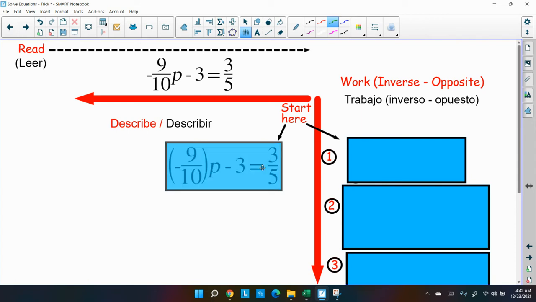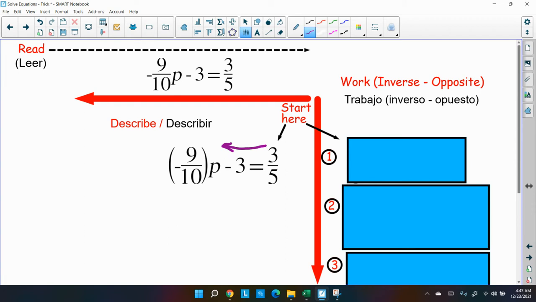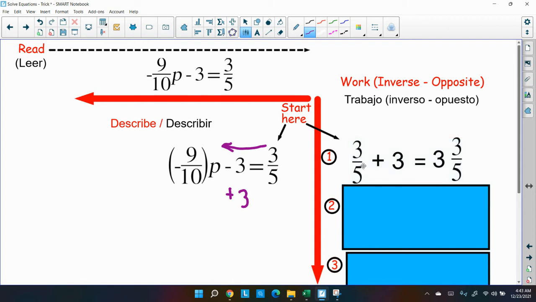So I'm going to start by releasing this. We have 3/5, we have a minus 3, and here we have a parenthesis, negative 9/10. Don't forget that negative sign there. It's a little small, and it's being multiplied by the letter p. So our first step is to go in the opposite direction, doing what we run into with the 3/5. I start with 3/5. I run into a minus 3, so the opposite of minus 3 would be plus 3 to 3/5. So 3/5 plus 3 equals 3 and 3/5.